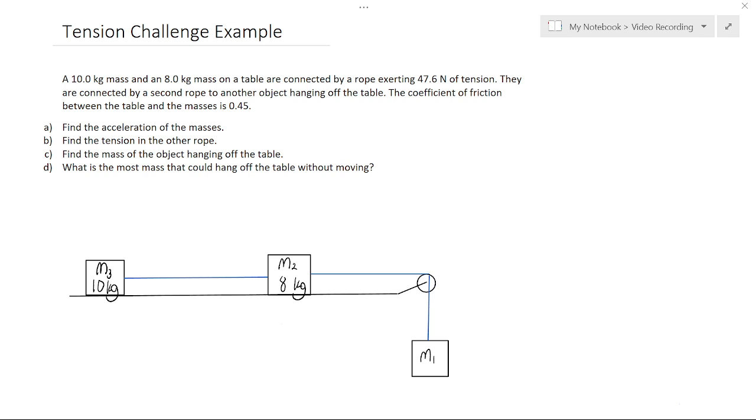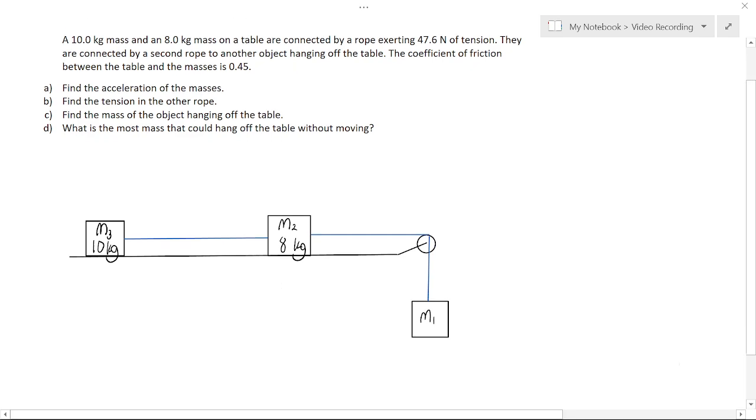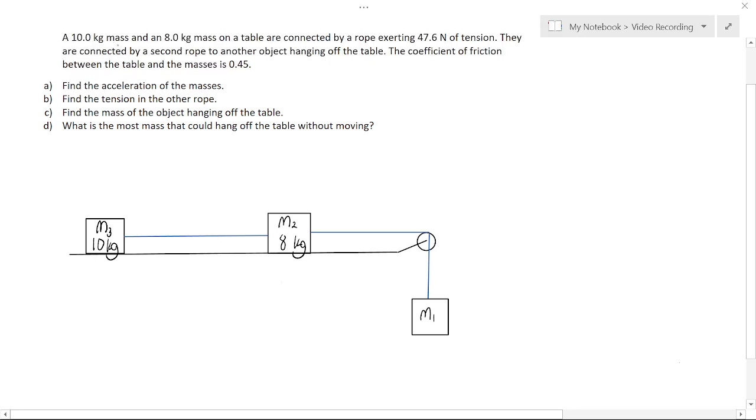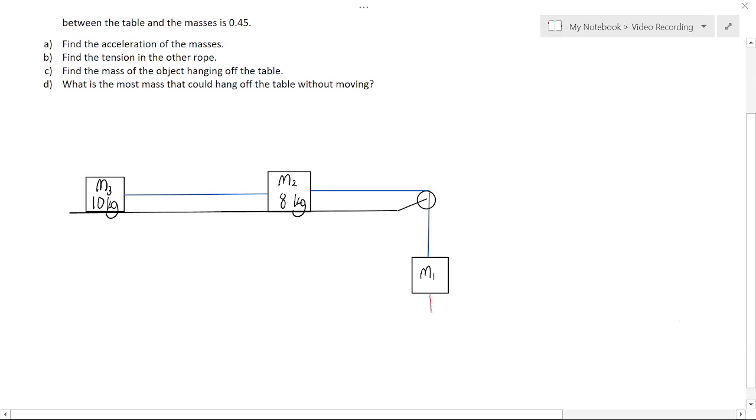So, before we do anything, we need to draw all the forces so we can understand this problem. We need to really understand what's going on before we can start solving it. The first thing I think when I look at this problem is that we're going to have a gravitational force pulling down here. Let's call this Fg1.